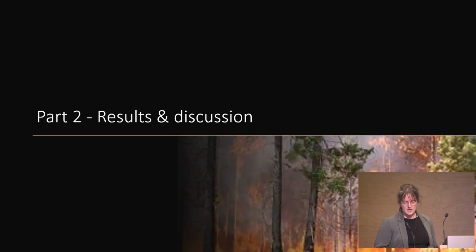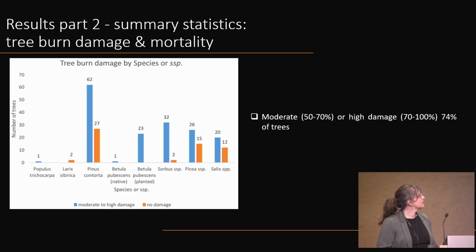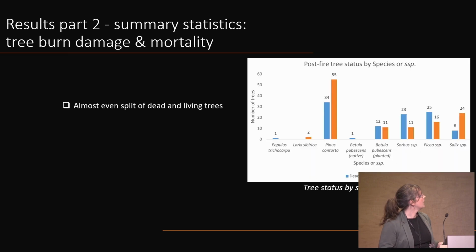In part 2 of my study, I looked at the impacts of the different factors of forest fire on trees in the sample. Firstly, I can say that in general, 74% of the trees in the sample of 223 trees suffered moderate or high damage. And there was an almost even split of living and dead trees in the sample.